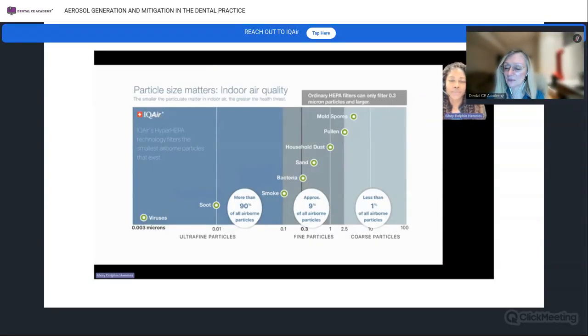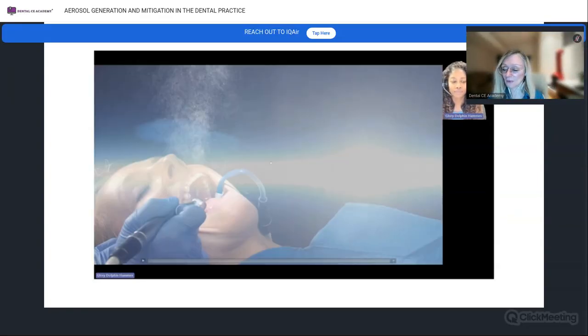Particle size does matter. In terms of sheer volume, it's actually ultrafine particulate matter that makes up over 90% of airborne particles. Fine particulate matter accounts for about 9% of airborne particles. So fine particulate matter is between the size range of 0.1 microns and 1 micron. Then you have really coarse particulate matter, and that accounts for less than 1% of all airborne contaminants that are in the air.